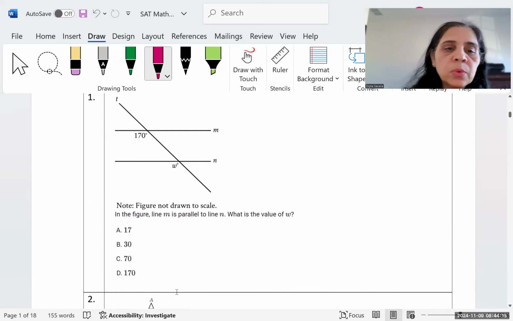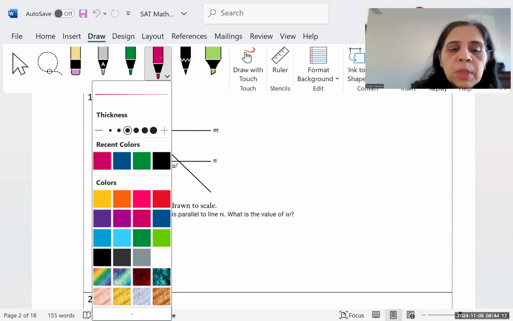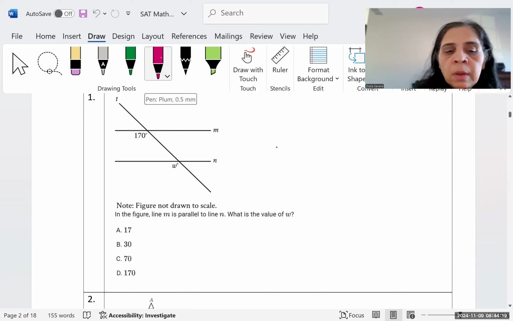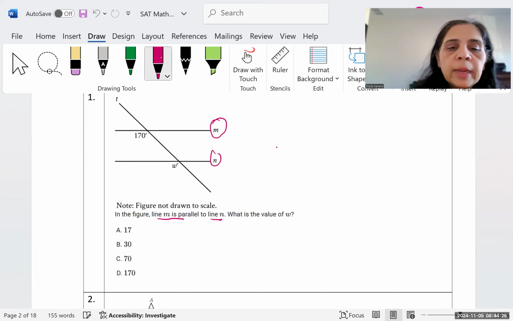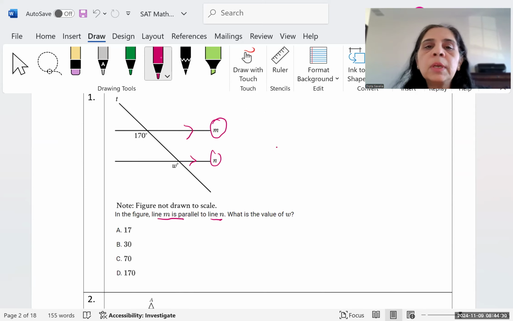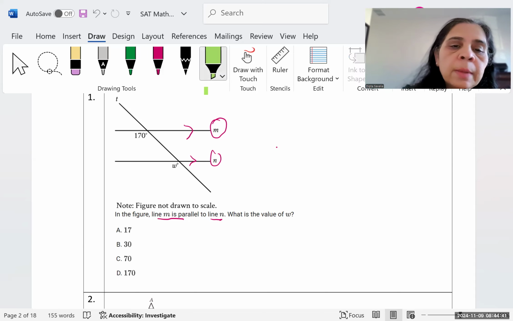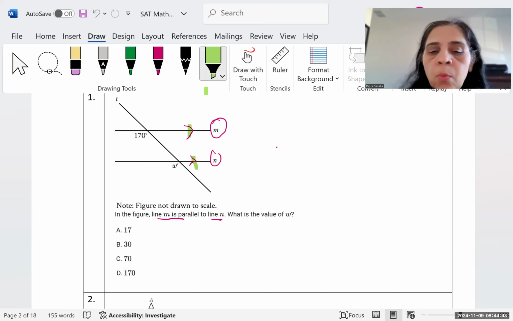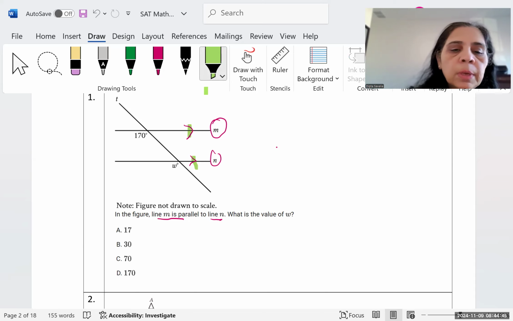So we have first question here. We can see we have given it says in the figure line M is parallel to line N. So we have these two lines are parallel. So we can see this symbol. In any geometry problem, any symbol or any information they give you, we try to label that first, so we can get the answer quickly. So see this symbol, that means it's parallel line. What is the value of W?